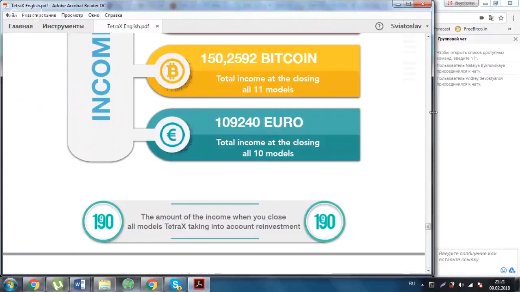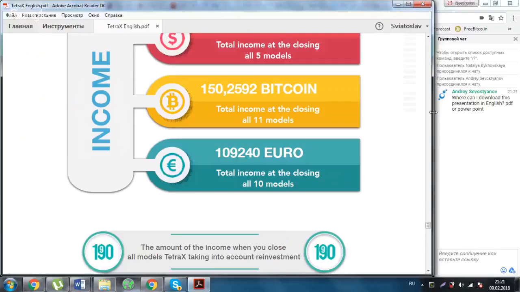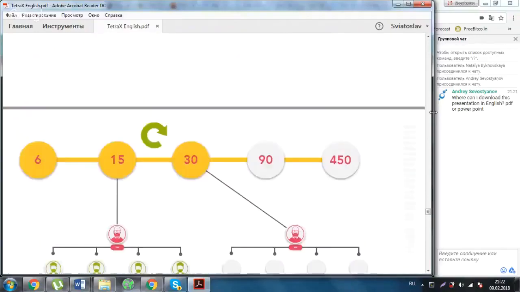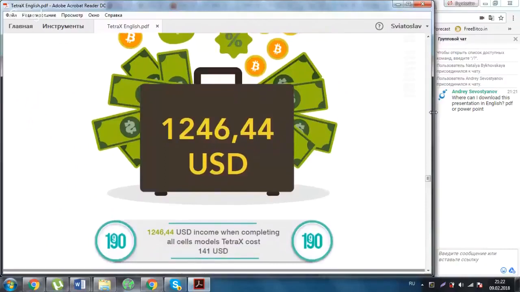So, after closing of all 5 platforms with deposit $591, your income will be $5,224. After closing of 4 platforms, it corresponds to entry with deposit $141. Your income will be $1,246. I can show you, of course, like here. Whereas each of your partners from your first line will receive $33. This is equal to 9% from each of their 4 partners.